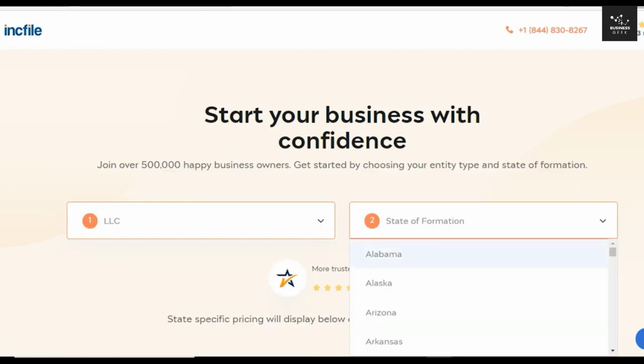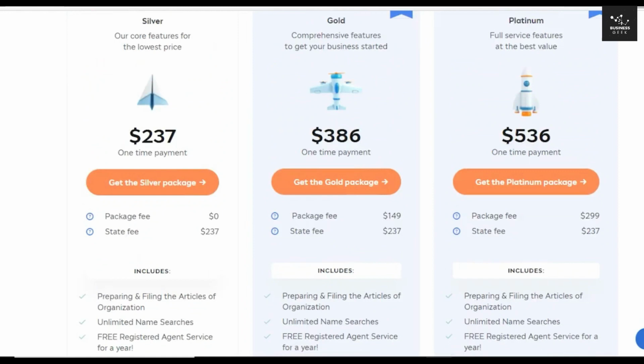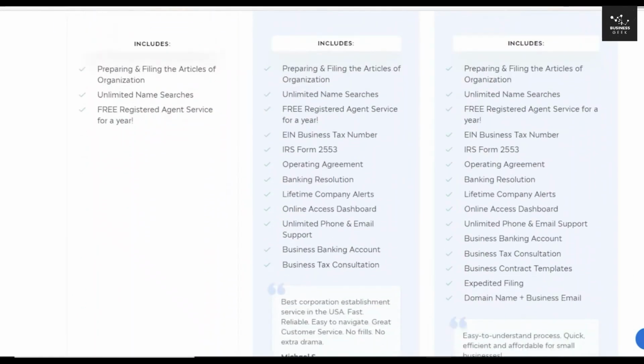Incfile is one of a kind as it offers a free package with services such as preparing and filing your articles of organization. Well, you still have to pay $237 for the state fees, which you would have to do anyway if you chose the DIY option. But looking at the bigger picture, all other companies will still charge their service fee on top of state filing fees. Incfile does not collect this fee.